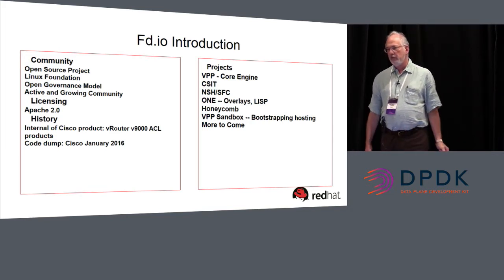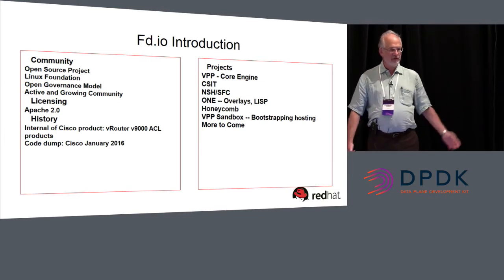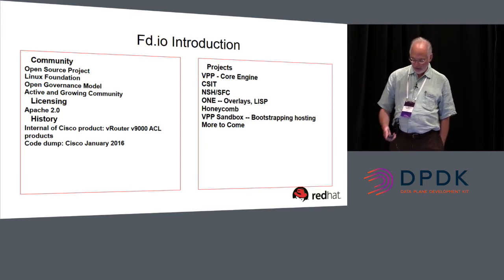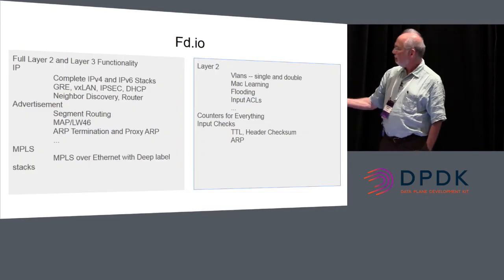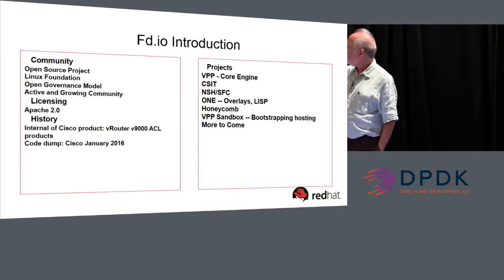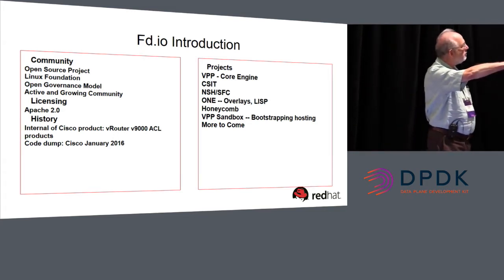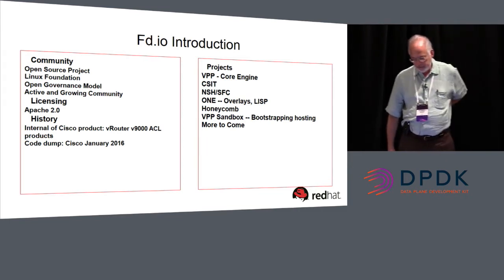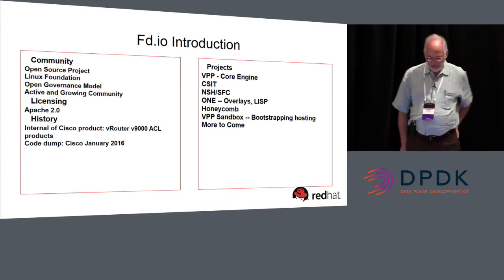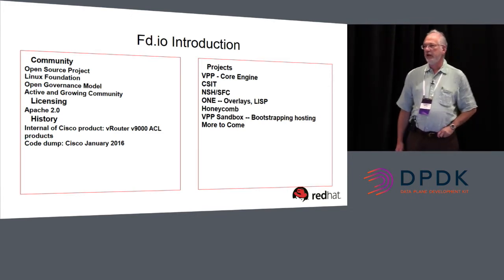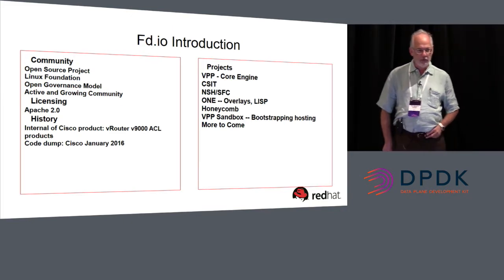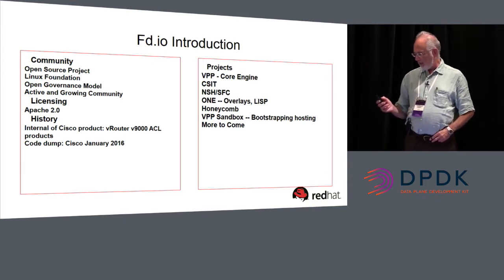So it's actually a multi-project project. It consists of sub-projects, the main one being the core forwarding engine, VPP, and the vRouter engine. But there's also CSET, which is an automated testing framework, which may have some interest for the DPDK community and others. There's the NSH SFC project and various other projects. Honeycomb is the agent, and it's necessary for deployments in OpenStack and remote configuration of VPP. We'll talk about that a little bit more.